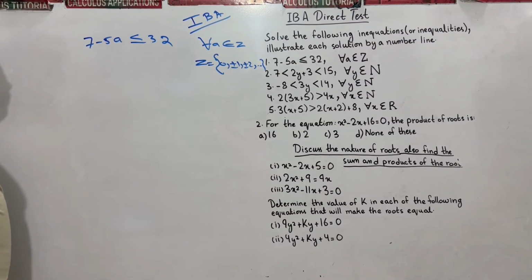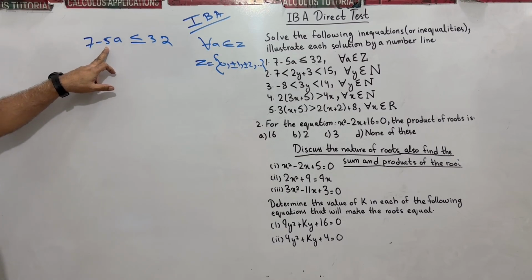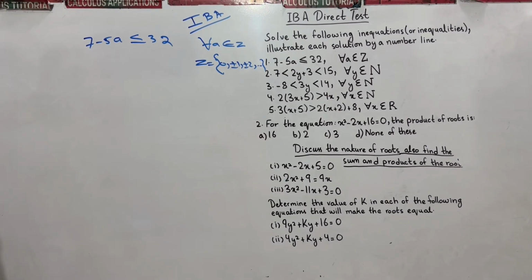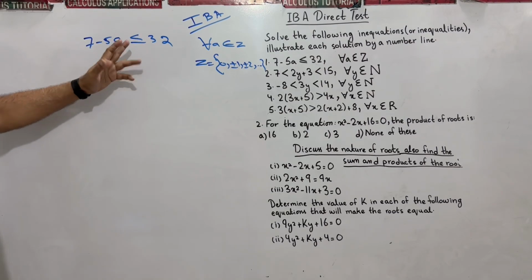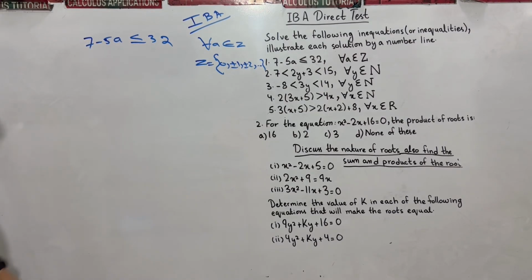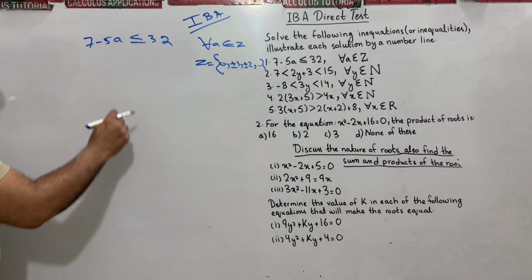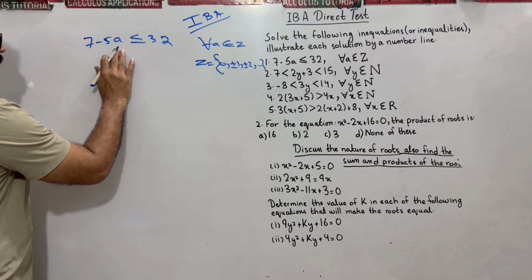Inequalities are solved like equations, but they differ in one respect. Whenever a negative quantity is divided or multiplied, we have to change the sense of the inequality. Less than will become greater than. Otherwise, it is like an equation. Solve for A.